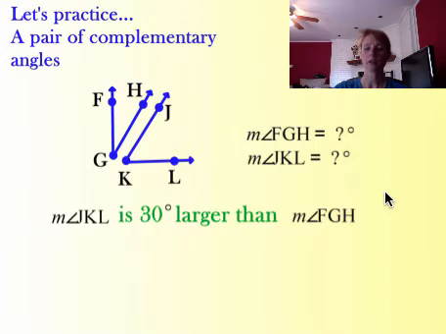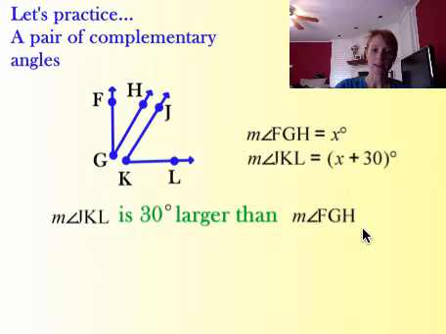Okay, let's do another example using complementary angles. Again, we have 2 angles that are complementary. We don't know either angle measure, but we are told that the measure of JKL is 30 degrees larger than the measure of FGH. So let's go ahead and make an algebraic expression for each angle measure. We can say that the measure of FGH is x, and the measure of JKL is x plus 30. And that still makes sense because the measure of JKL is still 30 degrees larger than the measure of FGH. So those expressions check out.